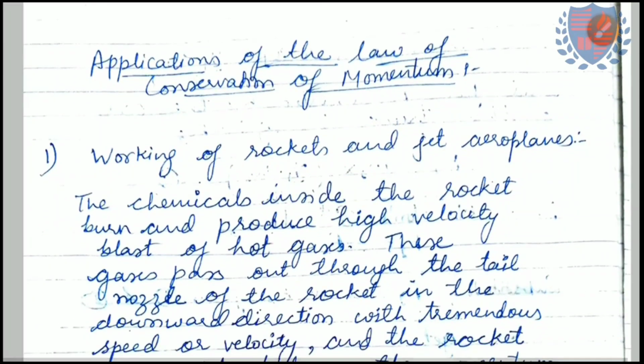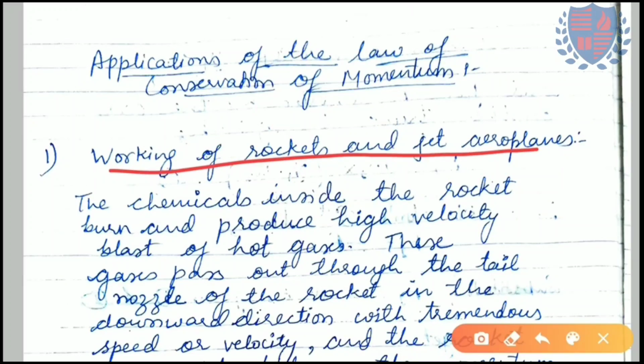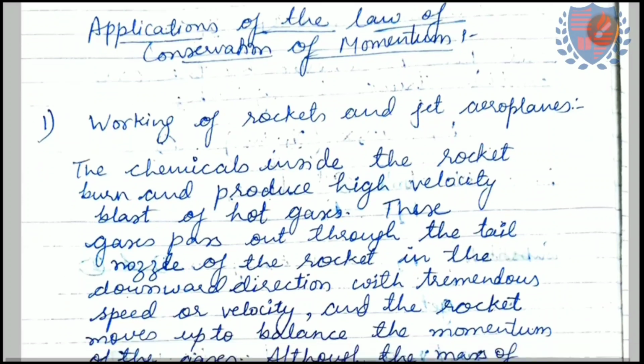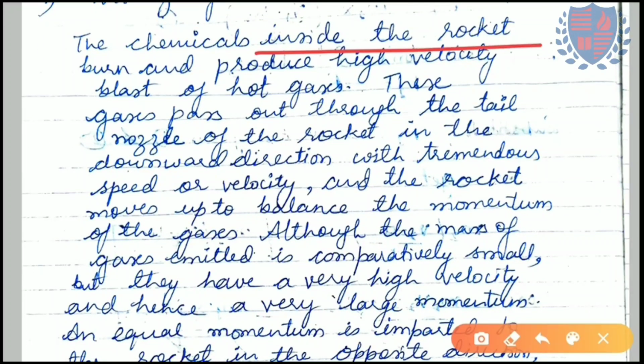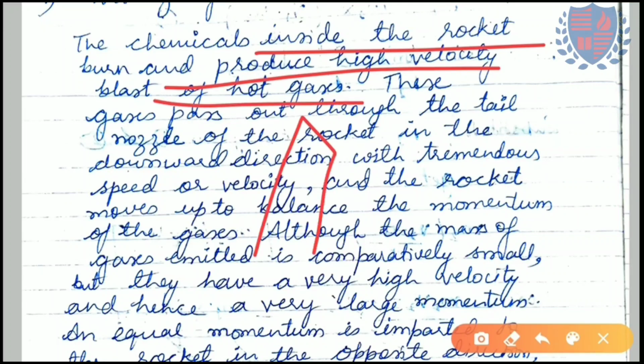Okay. Now, come to the applications. The best example is the working of rockets and jet aeroplanes. We have briefly already seen this working. The chemicals inside the rocket burn and produce a high velocity blast of hot gases. So, this is the rocket and the fuel chemicals are burning. So, end result, what happens?